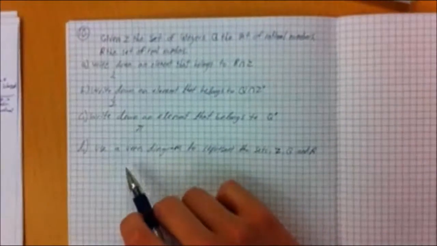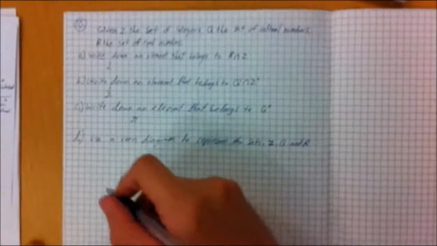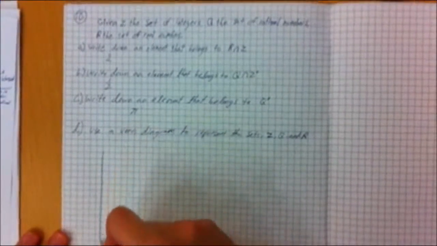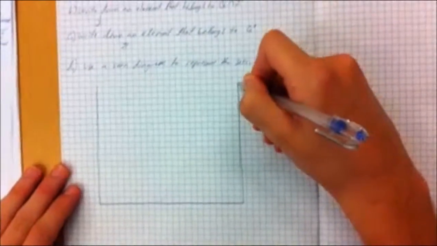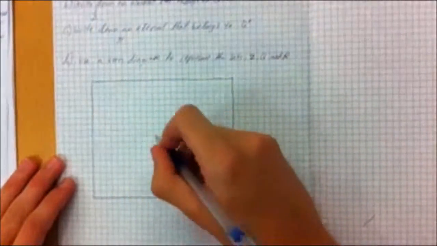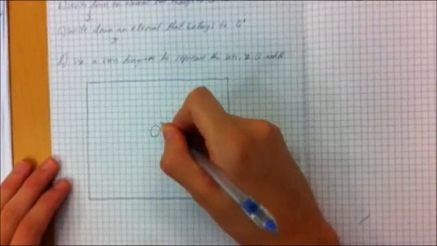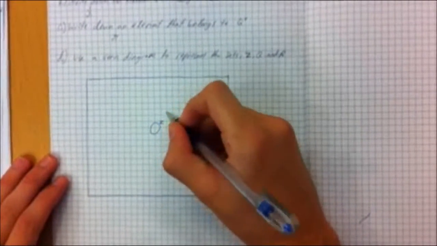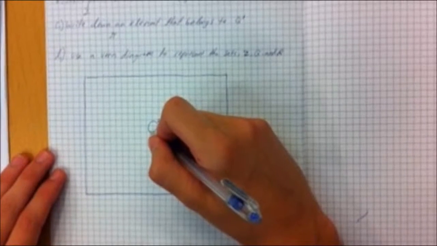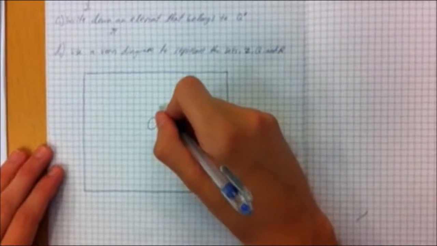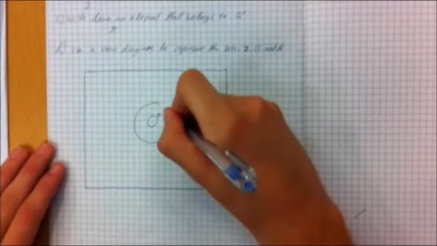Now we go to D. You have to use a Venn diagram to represent the sets Z, Q, and R. So you have to just draw a diagram that represents what you just learned. So you start by using a square. I'm going to draw the first set, which would be Z. So you just label that. And then, because you know all integers are part of rational numbers, you draw Q around it.